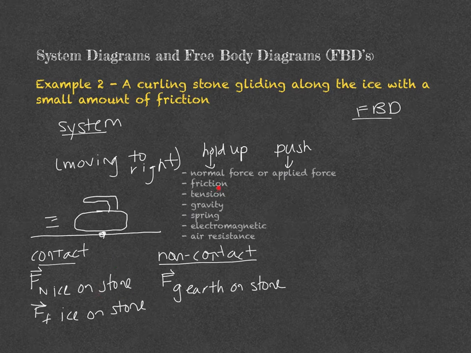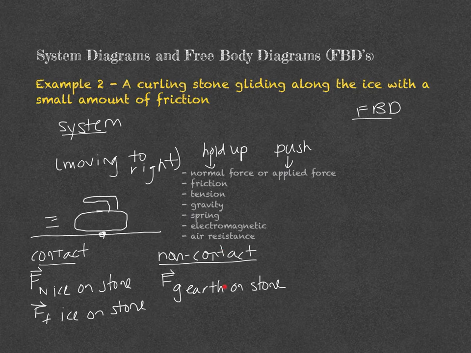Let's keep on looking at our forces and see if we have anything else. Tension, there are no strings here, so no tension. We already got gravity. Spring force, there is no spring force because there's no springs. Electromagnetism, no. We don't have anything that's a magnet or a charged particle. And air resistance, we could put it in, but since they didn't tell us to, I would assume that there's no significant air resistance. So we're going to leave that one out unless they tell us to include it and to take into account the air resistance. Often it's so small that we don't include it.